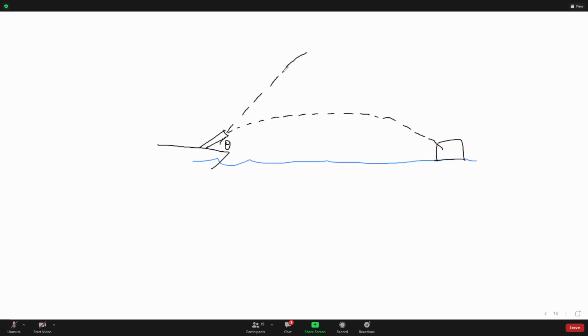Oops. Okay, screen sharing, there we go. Sorry about that. Can't really draw because all that stuff is in the way, but that's the other solution.